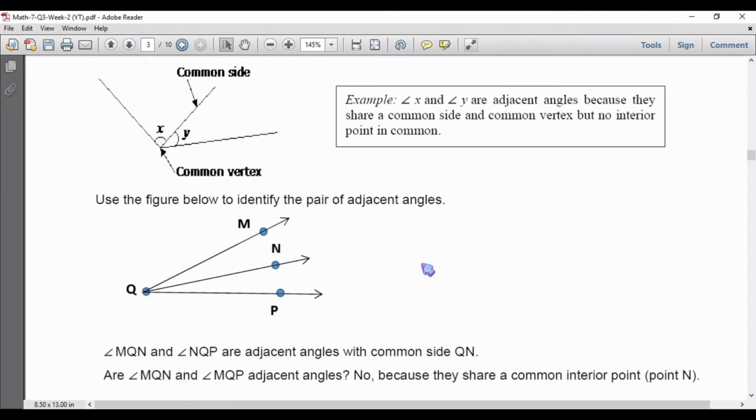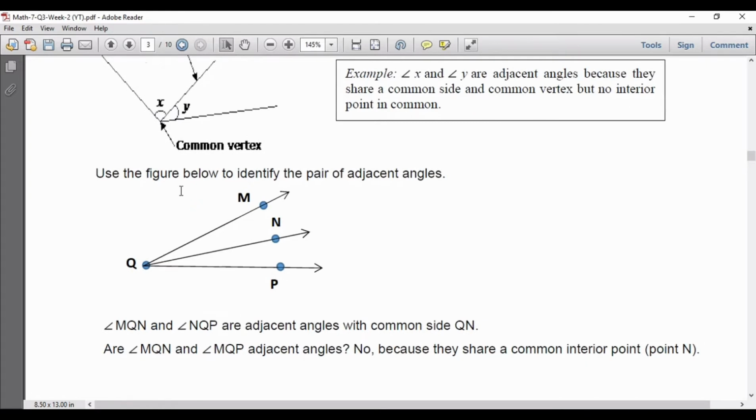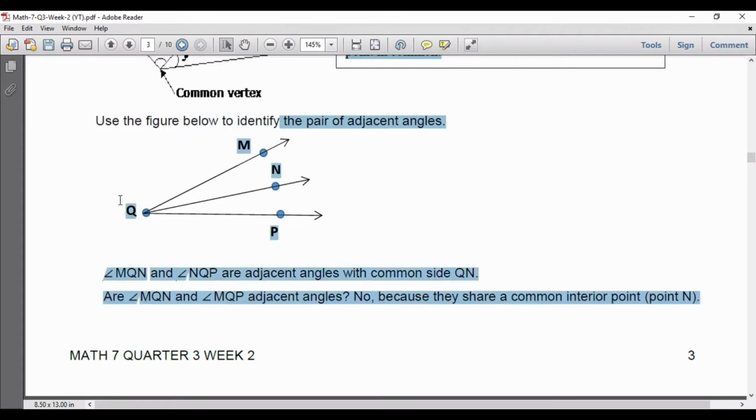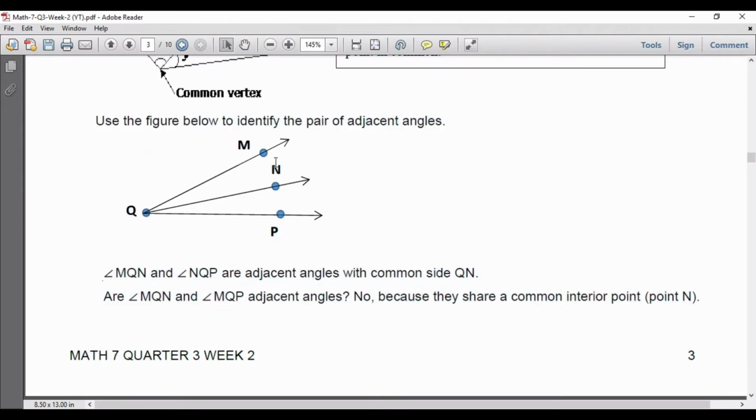Let's proceed. Use the figure below to identify the pair of adjacent angles. It says here, angle MQN and angle NQP are adjacent angles with common side QN. Let's check. This one is angle MQN. What is the vertex of MQN? It's vertex Q. Whereas NQP, this one. Do they have the same vertex? Yes. The vertex of MQN and NQP is the vertex Q.